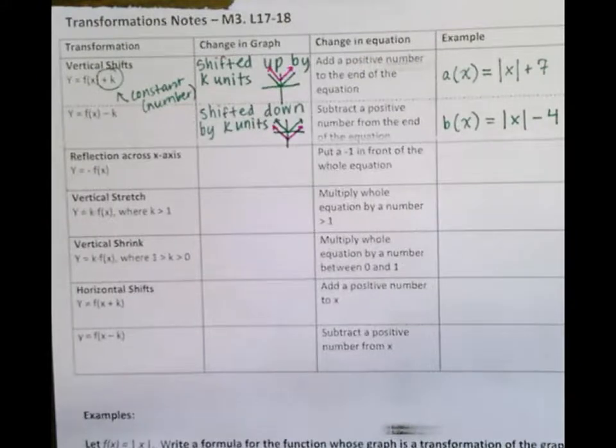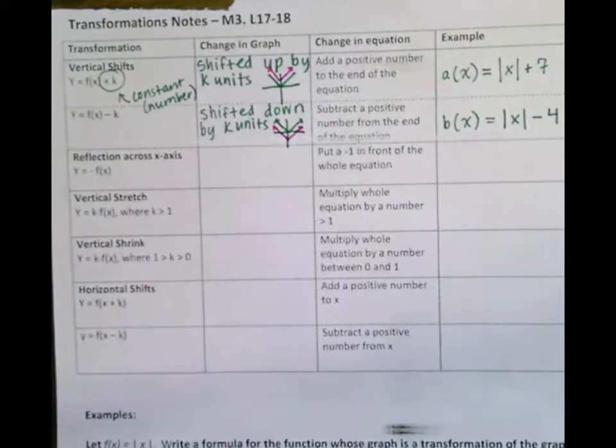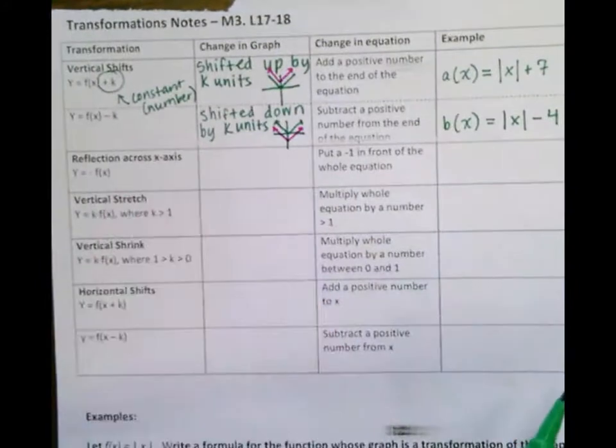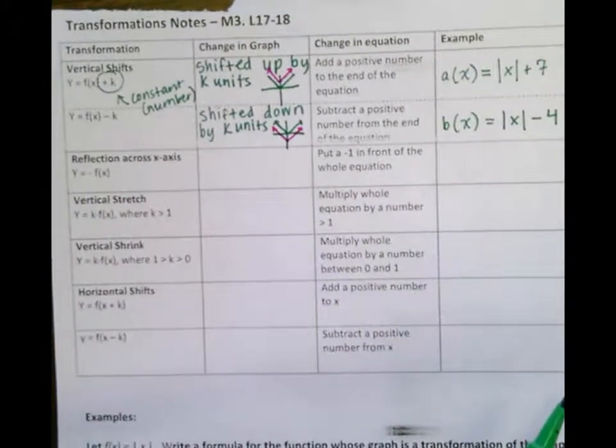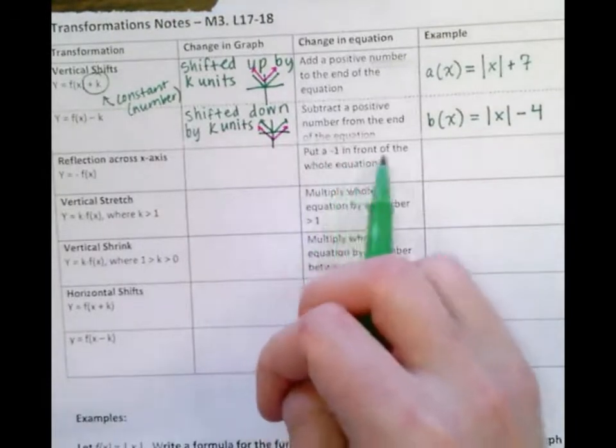Okay, now the next one is a reflection across the x-axis. What we saw in class was if we put a negative sign in front of f of x, then that was going to reflect it over the x-axis, or flip it upside down, basically. So what are we doing to our equation? We put a negative 1 in front of the whole equation.